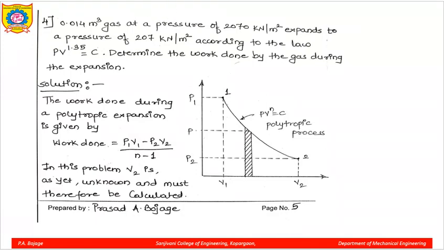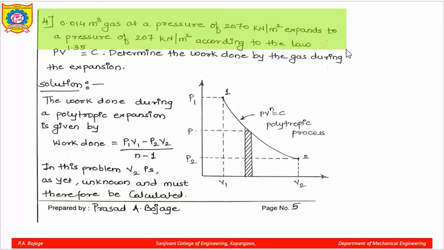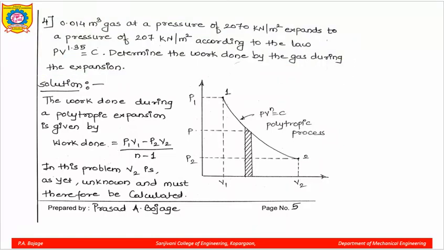Numerical 4. 0.014 meter cube of gas at a pressure of 2070 kilonewtons per meter square expands to a pressure of 207 kilonewtons per meter square according to the law PV raised to 1.35 is equal to constant. Determine the work done by the gas during the expansion. Now, this is again a polytropic expansion process.